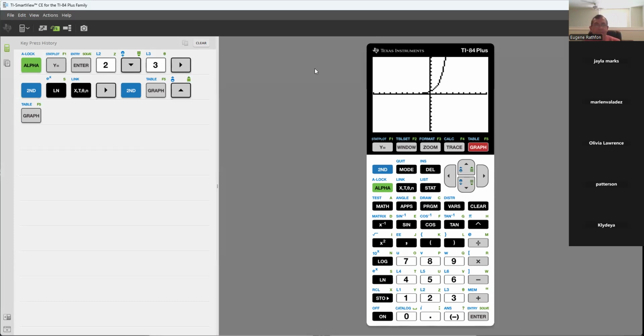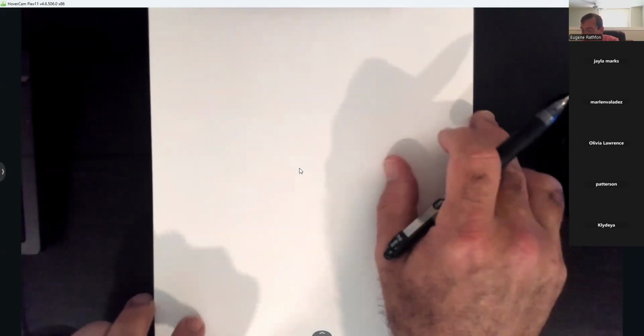When you're trying to graph them, they all have basically the same shapes. Like I said, if the base is bigger than 1, it goes uphill, and if the base is a fraction, they're going to sort of go downhill.